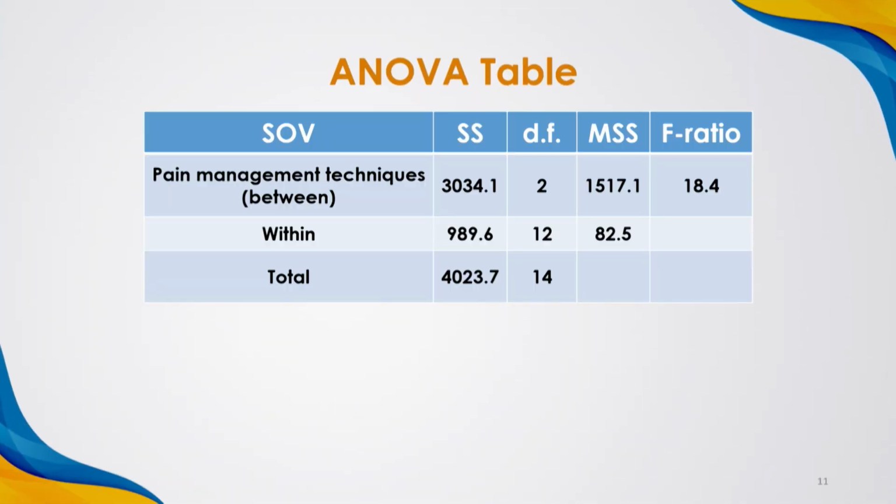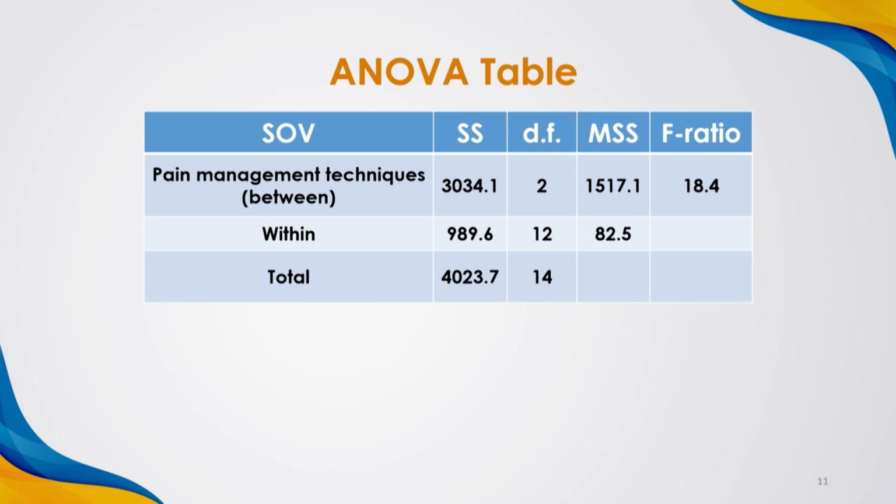So, from the raw-score calculations of the total, within and between sum of squares, we are going to form an ANOVA table. The first column of the ANOVA table is the source of variation. What is the source of variation? One is between variation, another is within variation, and then total variation. So, we are going to enter the values we have calculated. The sum of squares for treatment is 3034.1, the sum of squares for error is 989.6, and the total sum of squares is 4023.7.